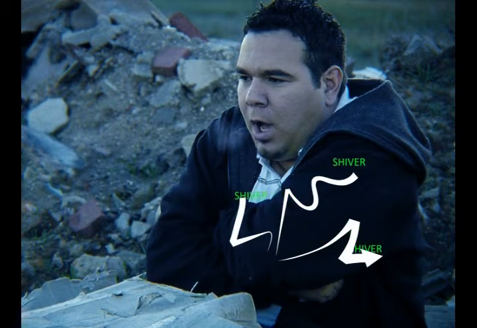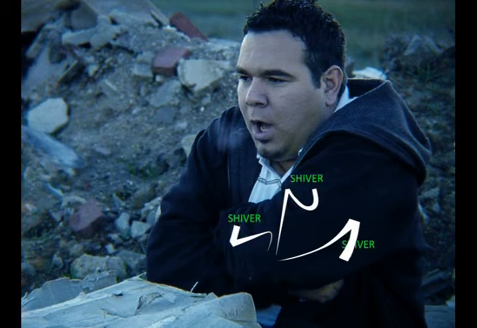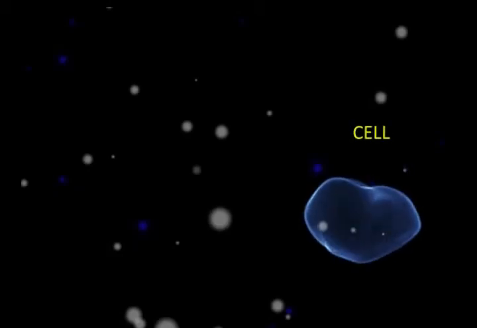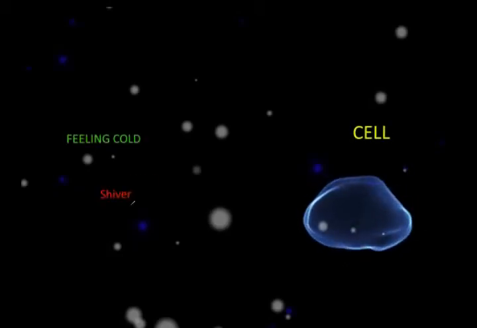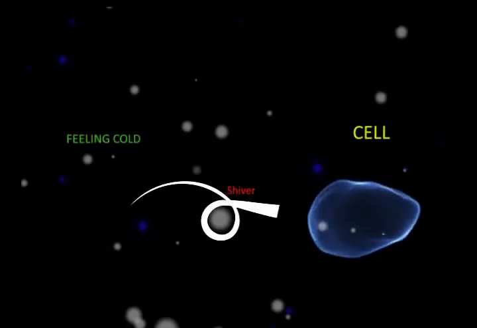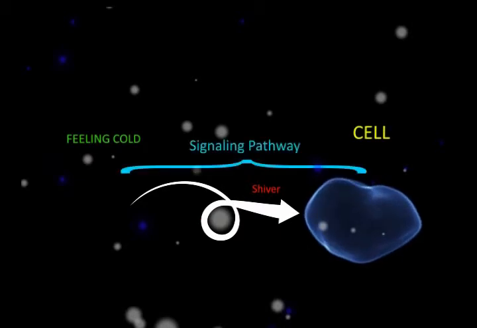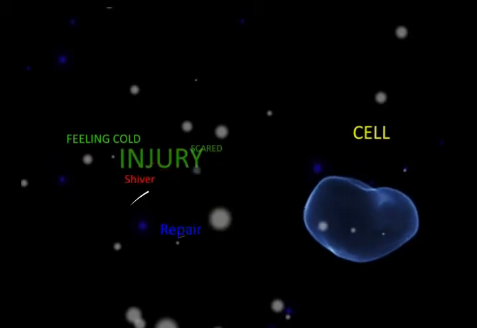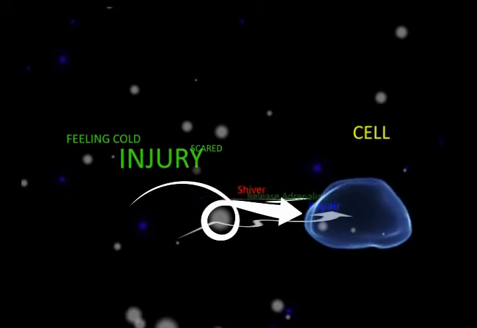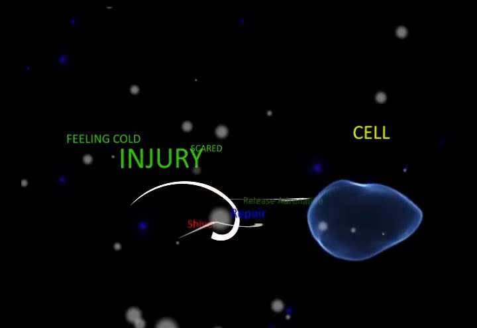Or suppose you're stranded out in the frozen tundra of Russia. As your body begins to feel cold, your adrenal gland will send out the message, shiver, to the entire body. Shivering is an evolutionary conserved process that our body uses to try to heat itself up. The term used to describe the transfer of a message from the endocrine system to a cell is called a signaling pathway. As you can imagine, there are thousands of signaling pathways sending thousands of messages.